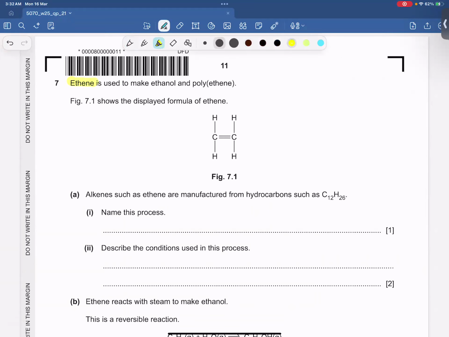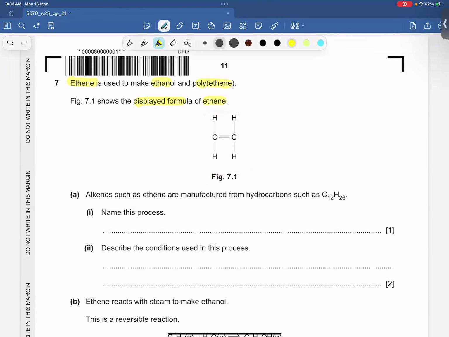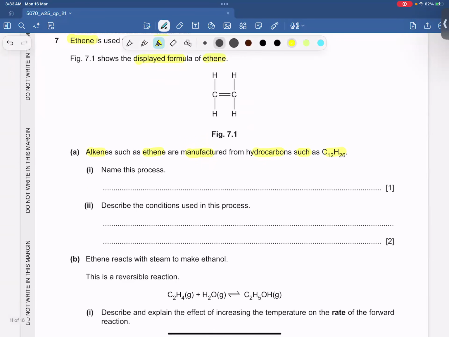Ethene is again an unsaturated hydrocarbon, and it is used to make ethanol and polyethylene, which is a polymer. The displayed formula of ethene is given. We have given you this displayed formula in polymerization, right? Alkenes, such as ethene, are manufactured from hydrocarbons such as C12H26. Name this process. When a long chain hydrocarbon is converted into a short chain hydrocarbon, this process is called cracking.